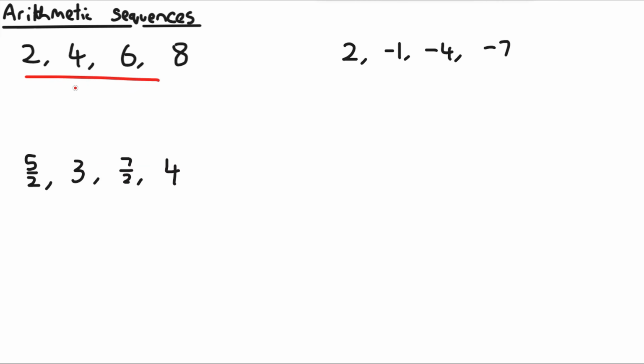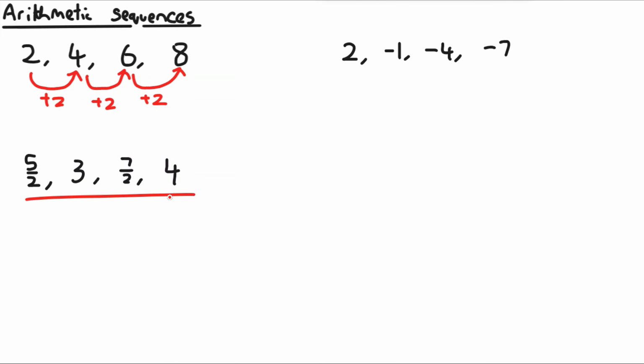This here is an arithmetic sequence because the difference between each term is +2. For every single term, it goes up by +2. This is an arithmetic sequence because it keeps going up by a plus a half. And this here is also an arithmetic sequence because the difference between each term is -3. For every single term, it keeps going down by -3. It could be negative as well.